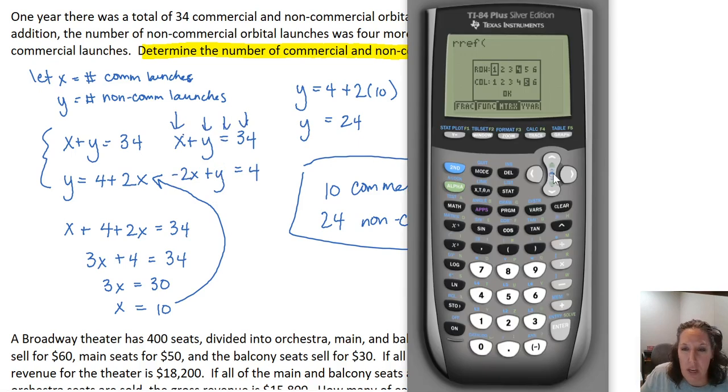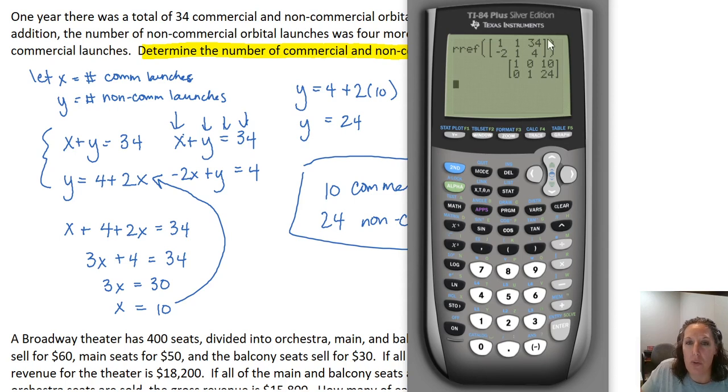The matrix is going to have 2 rows because we have 2 equations. And then we've got 3 sets of numbers. We've got our x's, our y's, and our constants. So that's going to make it a 2 by 3 matrix. And we're just going to put our numbers in. So we've got 1x, 1y, and 34 constant on our first equation. And then negative 2x, 1y, and 4 on our second equation, and we do get that our 1x, because x was the number we put in first, equals 10, and then 1y equals 24.